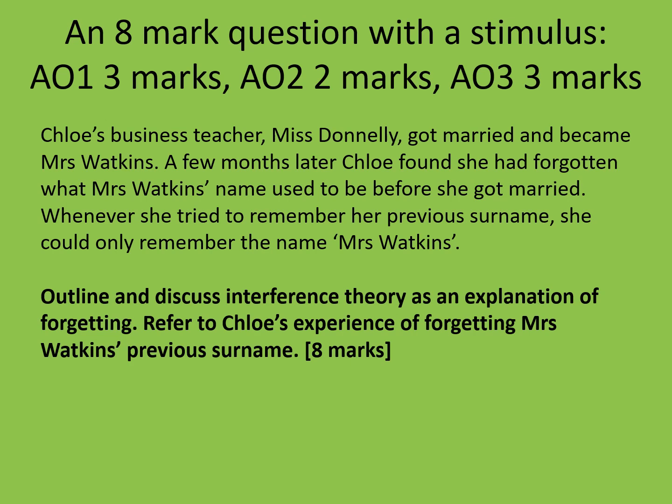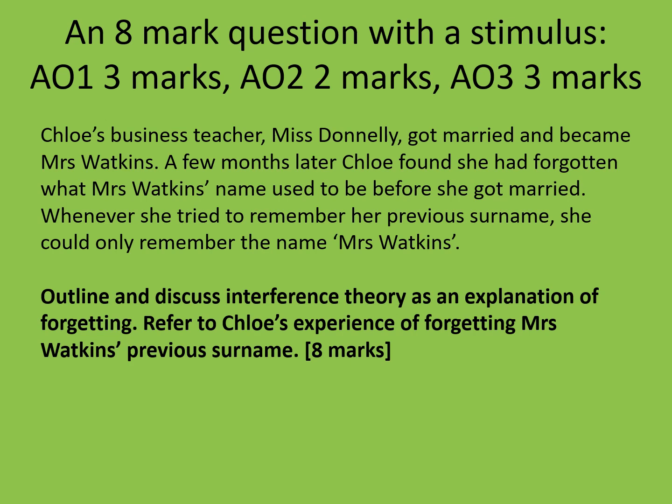So the stimulus here is that Chloe's business teacher, Miss Donnelly, got married and became Mrs. Watkins. A few months later, Chloe found she had forgotten what Mrs. Watkins' name used to be before she got married. Whenever she tried to remember her previous surname, she could only remember the name Mrs. Watkins. And it says, outline and discuss interference theory as an explanation of forgetting. Refer to Chloe's experience of forgetting Mrs. Watkins' previous surname.